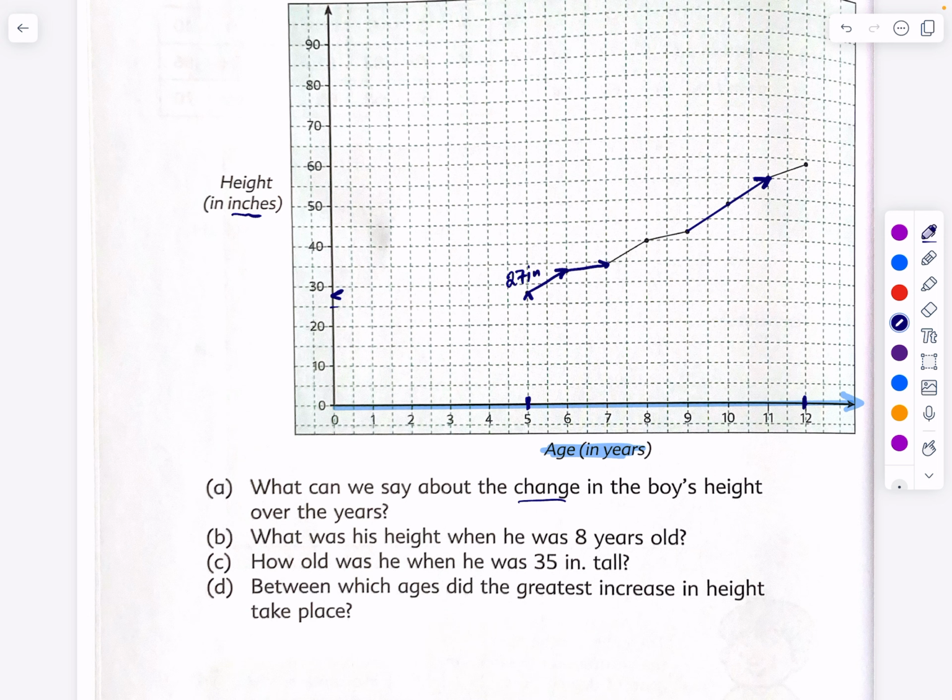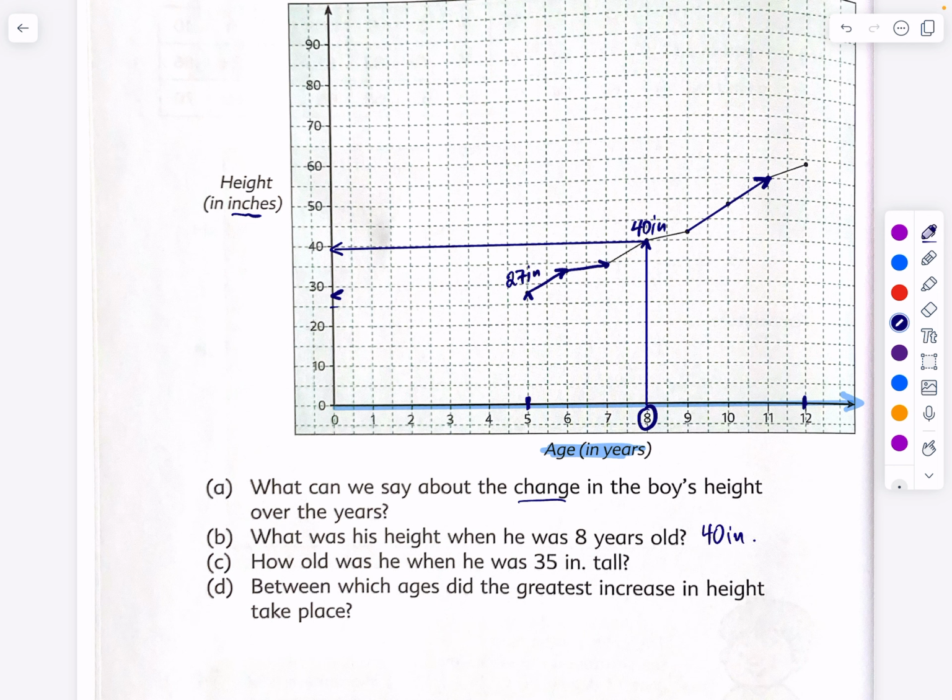What was the height when he was 8? Again, this is how we read the line graph. We go all the way, we find 8. We go all the way up until we hit the graph, and then we go all the way across to see what's on the y-axis, and we can tell he was 40 inches, right? He was 40 inches tall.